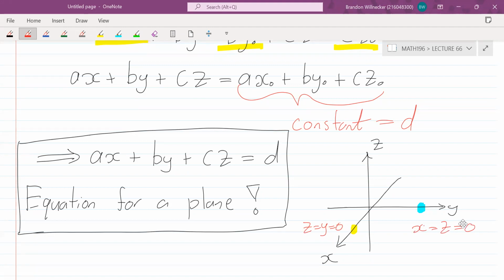And we can also find the z-intercept. Maybe it's up here somewhere. We know what that means. We know x is equal to y is equal to 0. Okay, so we found all 3 intercepts. And to draw in the plane, we just connect them together. So there, there, and there. And that is the portion of the plane that we draw in.